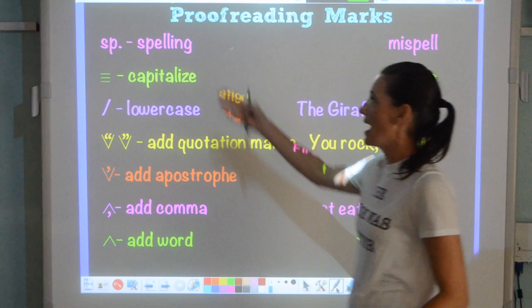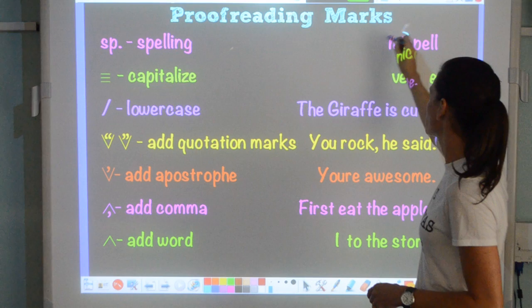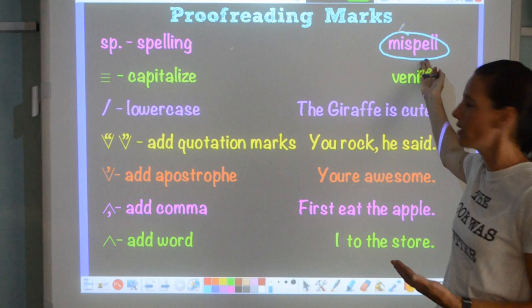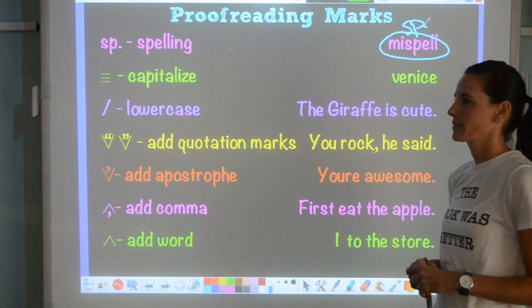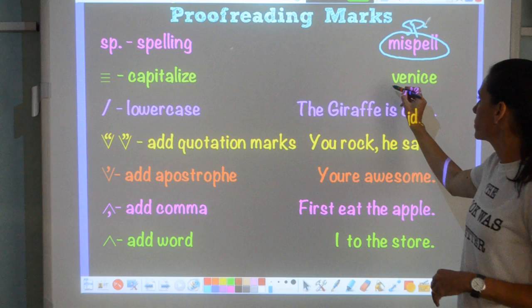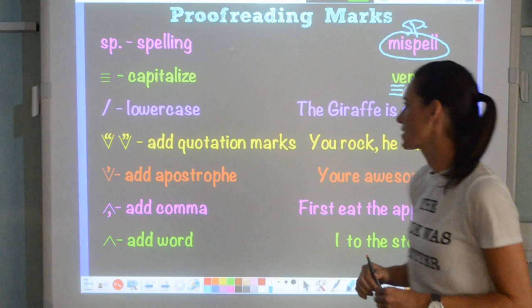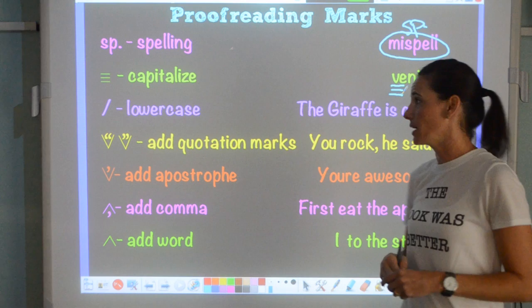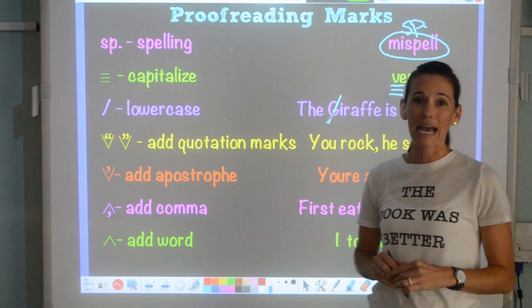The way that we show a spelling error is to circle the word that is misspelled, and yes, that is not how you spell misspell, and put an S, P, and a period above it. Capitalization is the next one. So if a word needs to be capitalized, you simply put three lines under the letter that is to be capitalized. Lowercase. If a letter is capitalized and it should not be, all you do is put a slash through that letter.